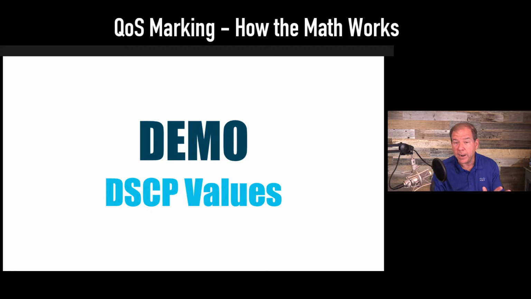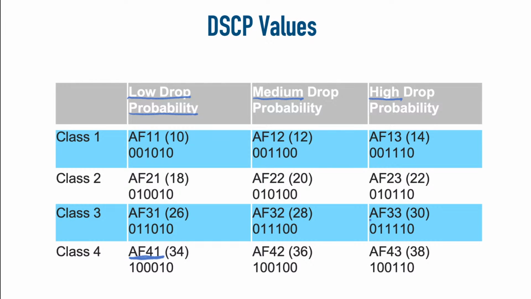But for now, just understand that for these different values where we're saying low drop probability, medium, and high, these have different minimum thresholds. Let me take you back out to the full screen again. What we're doing is saying everybody under the low drop probability column, and that's AF11, 21, 31, 41, it doesn't matter, they all have the same minimum threshold.